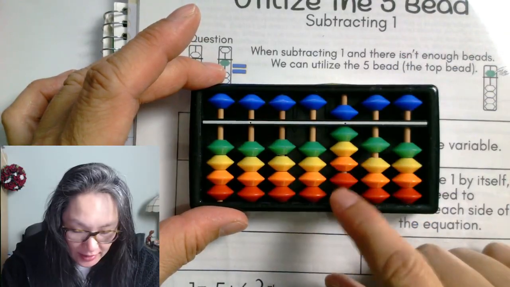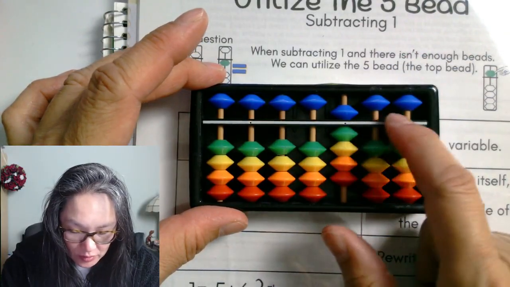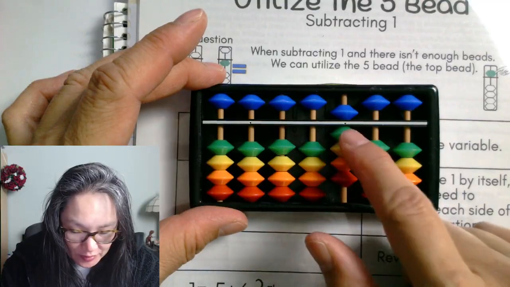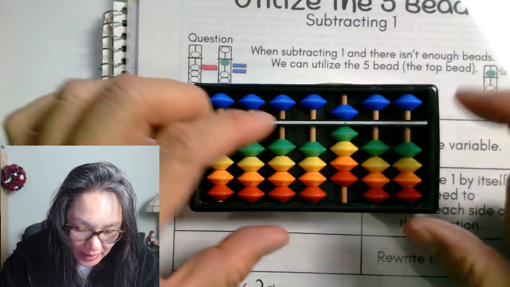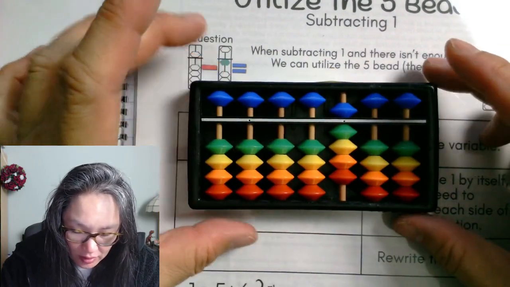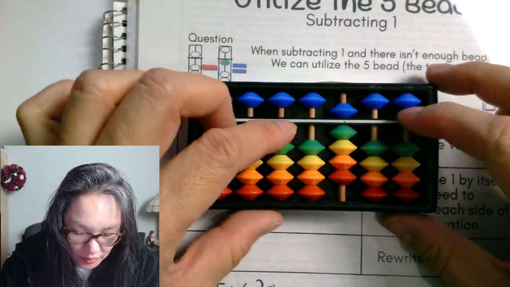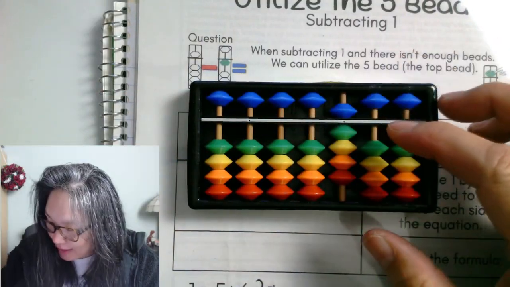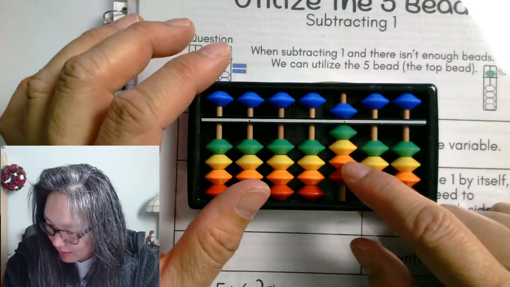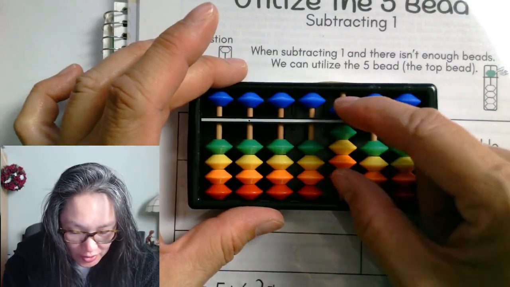So this is 9. This is a horizontal bar. Anytime the beads are touching the horizontal bar, it is considered counted. None of these are touching the horizontal bar, so that means they're not counted. When it's tracking, this is 9.